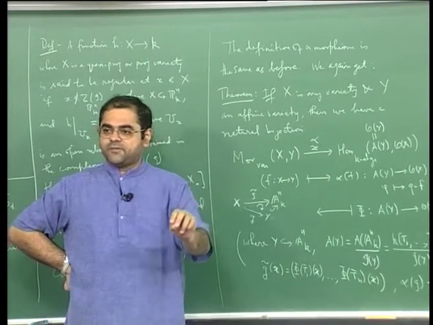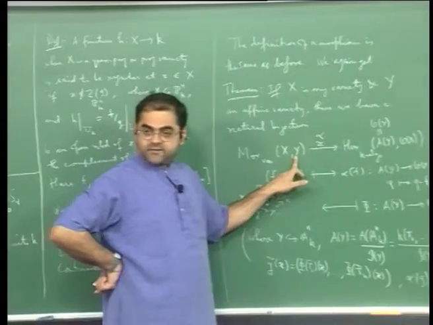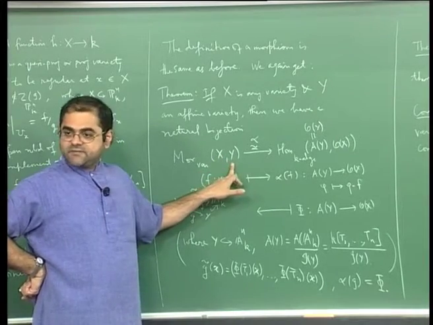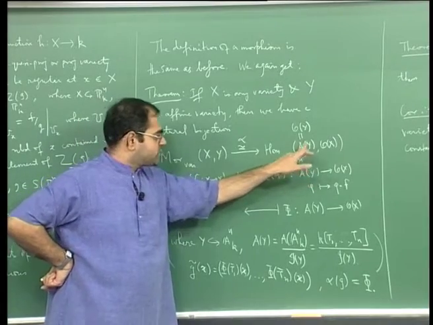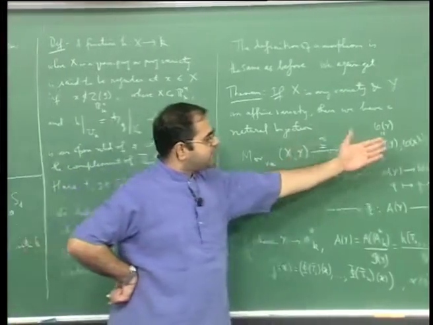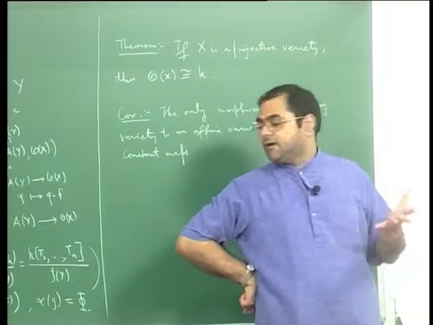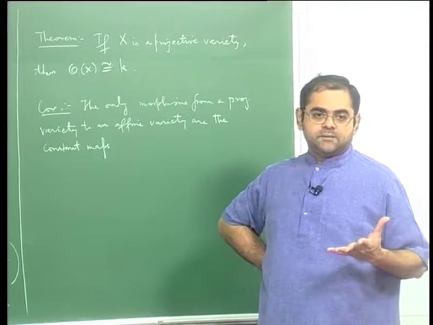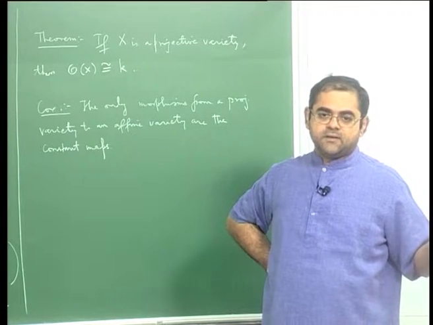And how many such morphisms will you have? As many morphisms as there are points in the target variety, and each point in the target affine variety corresponds to a maximal ideal of AY, modulo which you get a homomorphism from AY to K. That is what this bijection says. So as a corollary, the only morphisms from a projective variety to an affine variety are the constant maps. There are no non-constant morphisms.